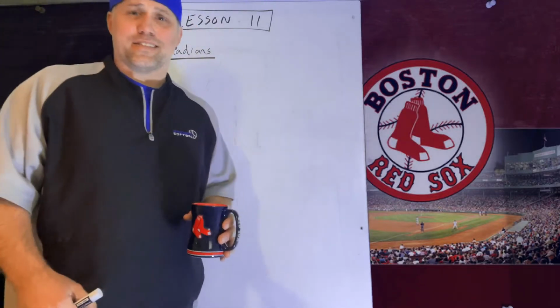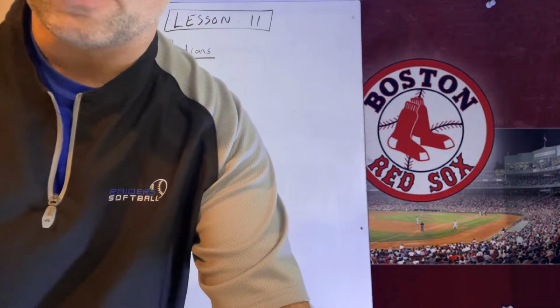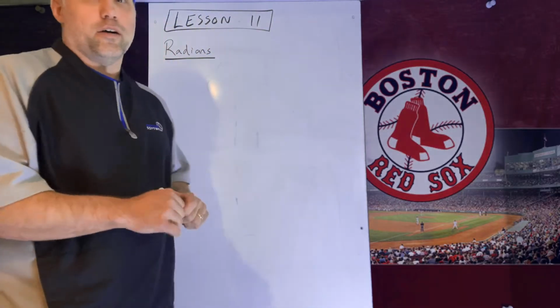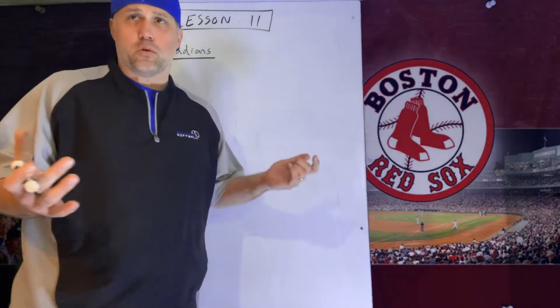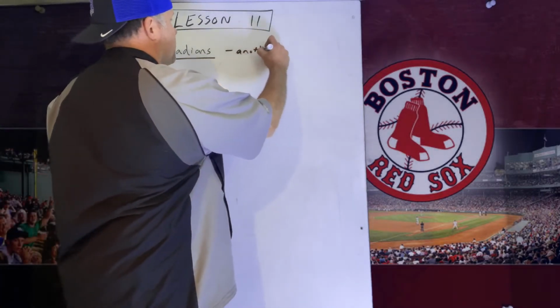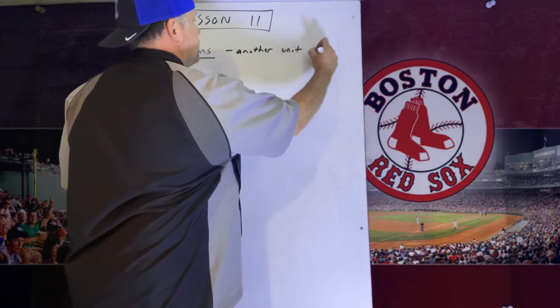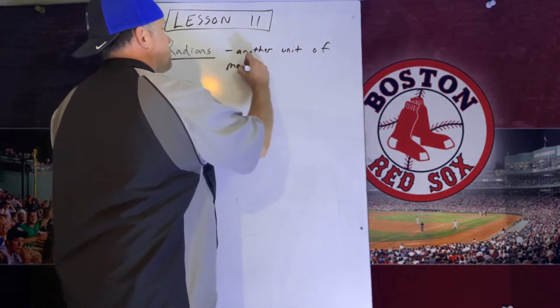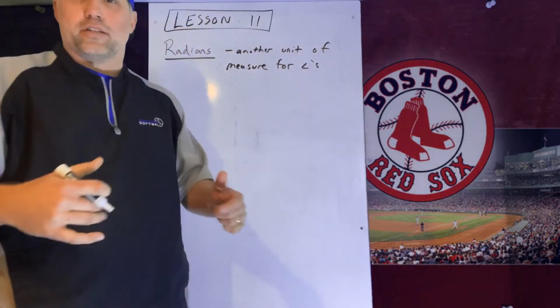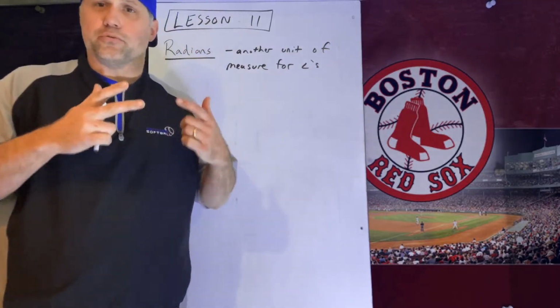So we're on lesson 11. I'm going to talk about radians today. Radians is something that you did discuss in geometry, so what I'm going to show you here should be fairly straightforward. First of all, let's talk about what radians are. Radians are another unit of measure for angles. So it's another way to measure angles. Instead of using degrees, you can use radians.